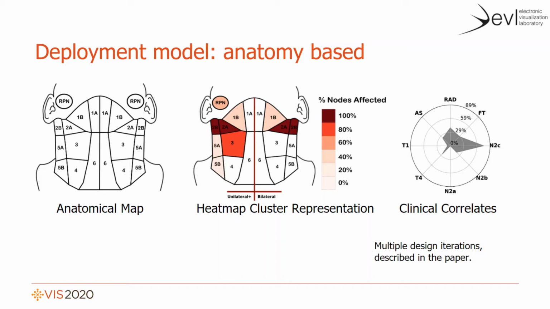From this map, we created a cluster representation for each cluster, in which we heat mapped the percentage of cluster members with affected nodes in a particular region. Finally, we added a radial visual encoding to show clinical correlates and toxicity. Again, we arrived at this representation through multiple design iterations described in the paper.